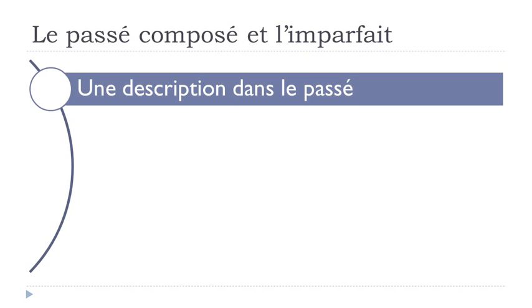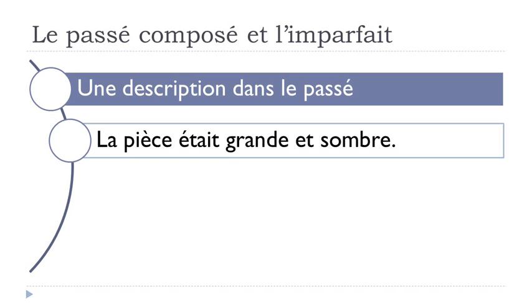So l'imparfait, remember that you will use it when you want to describe something in the past. The example I took: la pièce était grande et sombre. La pièce, the room, grande, big, sombre, dark. In that case you use être, to be, and then you use it at the imparfait form to make this description.